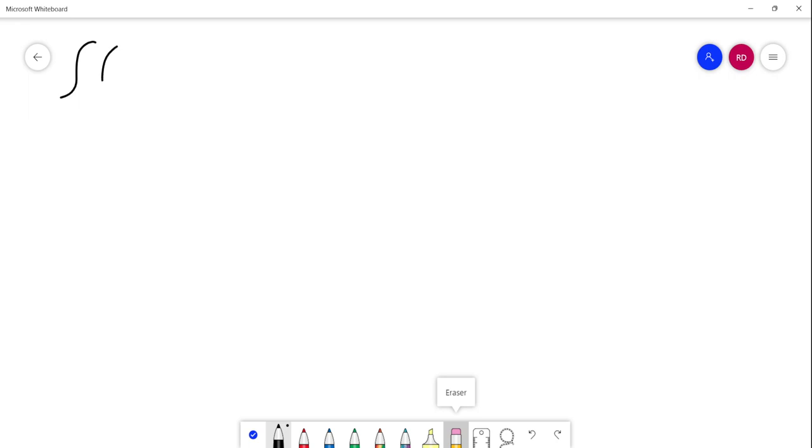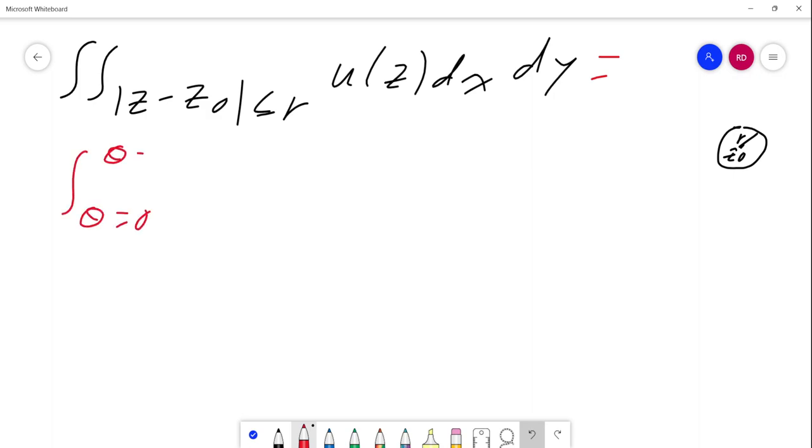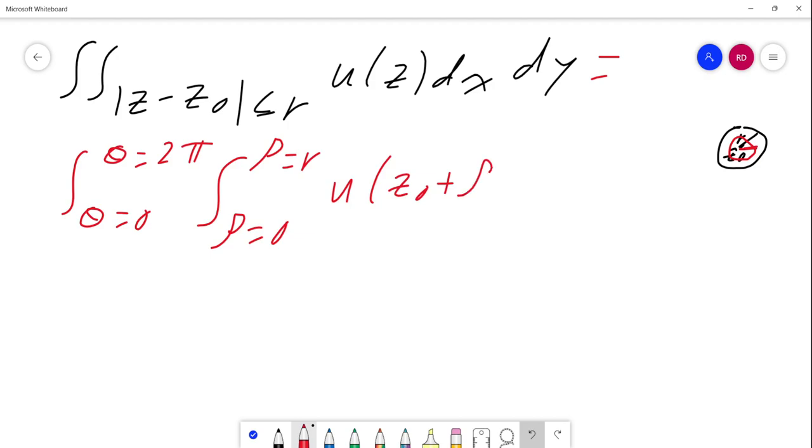So first off, I want to do this little thing here. The integral over |z minus z_0| less than or equal to r of u(z) dx dy. Now |z minus z_0| less than r, that's a disk. So we've got some disk here, z_0 in the center, radius r. And we're going across the entire disk this time, not just the boundary, because it says less than or equal to, not just equal. Now, we can change this into polar coordinates. We can say this is the same as going from θ equals 0 to θ equals 2π. That's a full circumference. And then we can integrate from ρ equals 0 to ρ equals r. So ρ is any smaller radius that's inside of it, of u(z_0 plus ρ e^{iθ}).